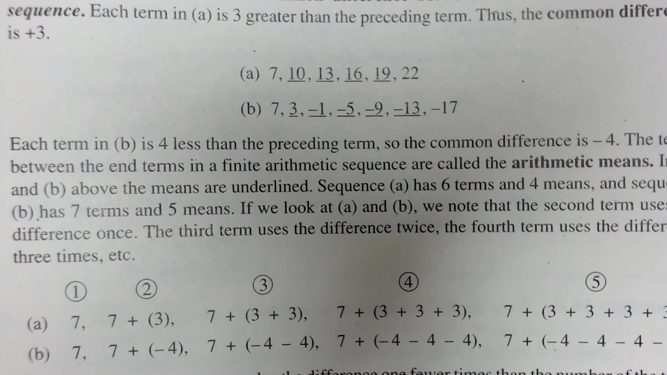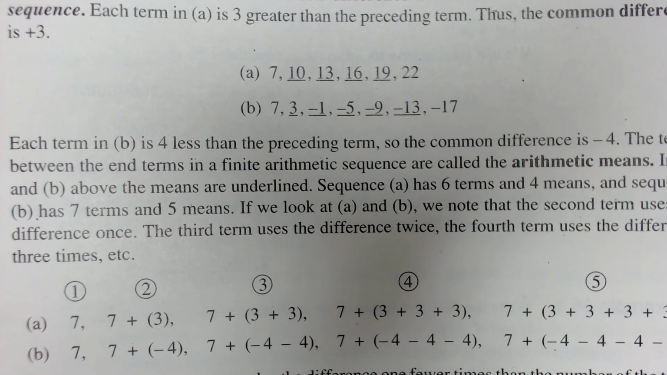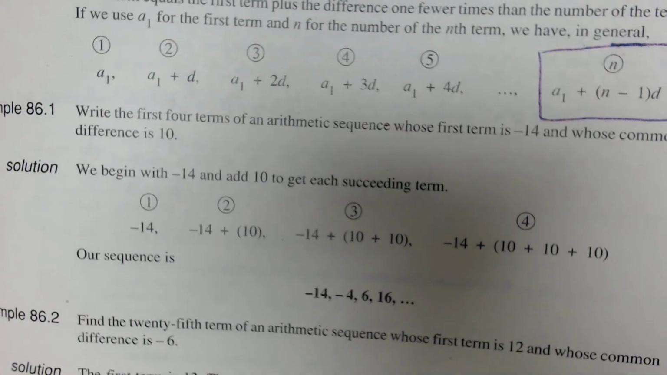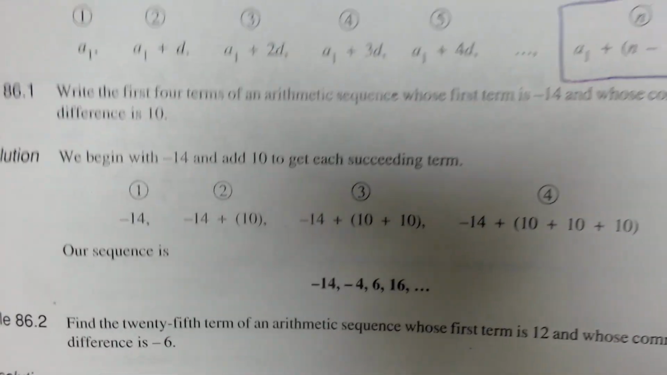So they're going to use the phrase difference for both positive and negative numbers. If the number is marked as a positive number, then you'll be adding. If it's marked as a negative number, you will be subtracting. But they're going to use the word difference on all of them no matter what. Let's go ahead and start with a really quick example. 86.1, this one is pretty easy.